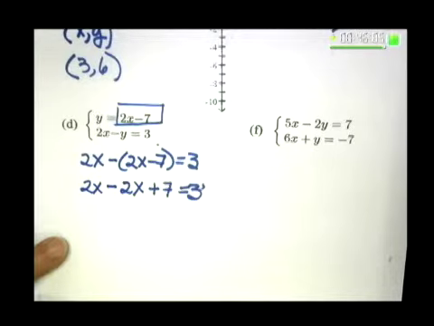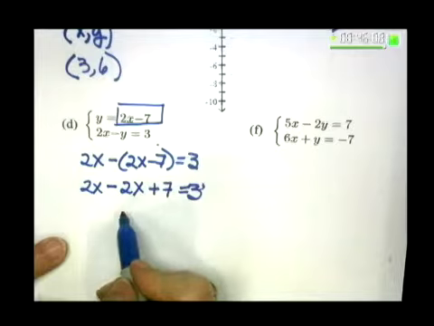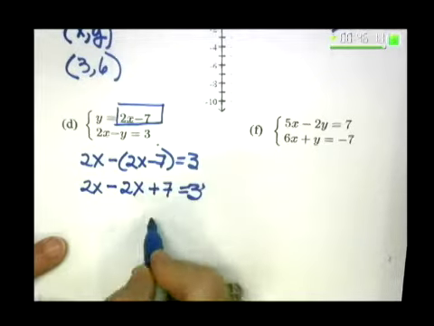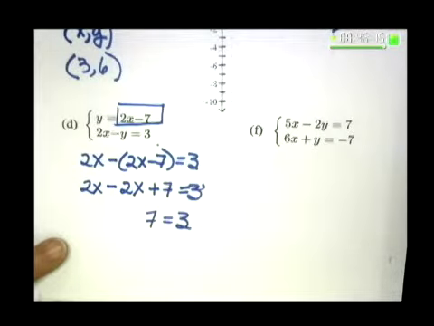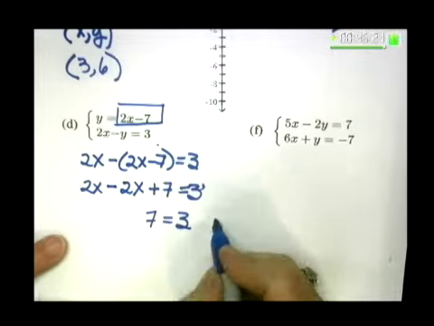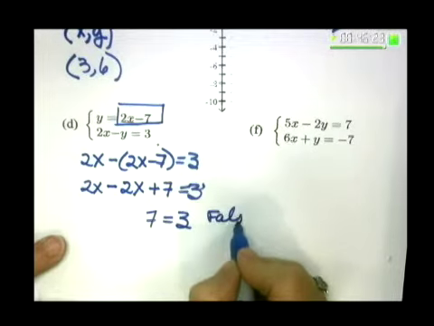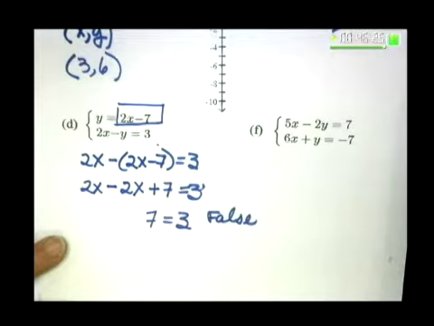Right? 2x minus 2x is 0. I get 7 equals 3. Oh my gosh, my variables disappeared. Did I come up with a true or a false statement? False. If I come up with a false statement, it means there are no solutions.